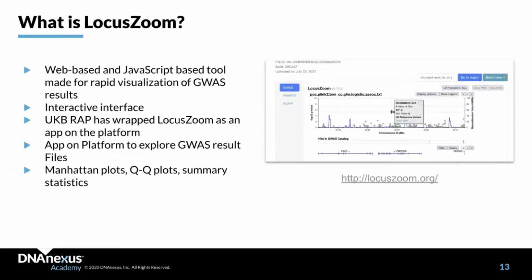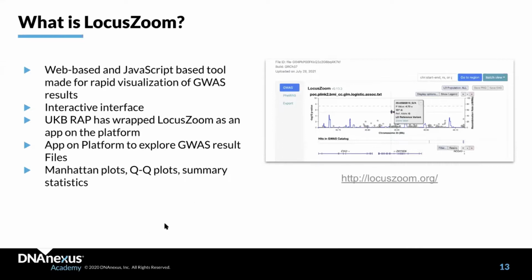I already mentioned LocusZoom several times, so what is it actually? It's a web-based JavaScript tool where you can see a rapid visualization. This tool was not made by DNA Nexus, but DNA Nexus, let's say, amplified it, and made a built-in app in UKB that you can use to visualize your results.